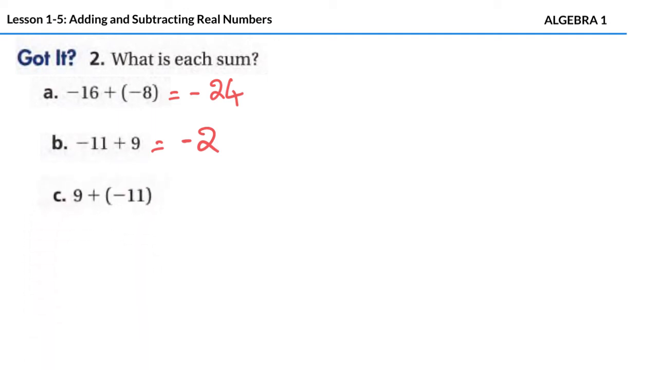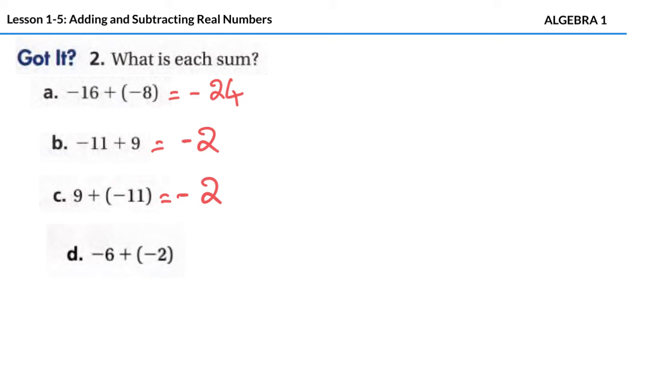9 plus negative 11. Now again over here, the two numbers added have opposite signs. So what do we do? We subtract them again. So it's the same thing as the previous problem. So it's going to be 2. And the answer of that is going to be negative 2. Let's try another one.